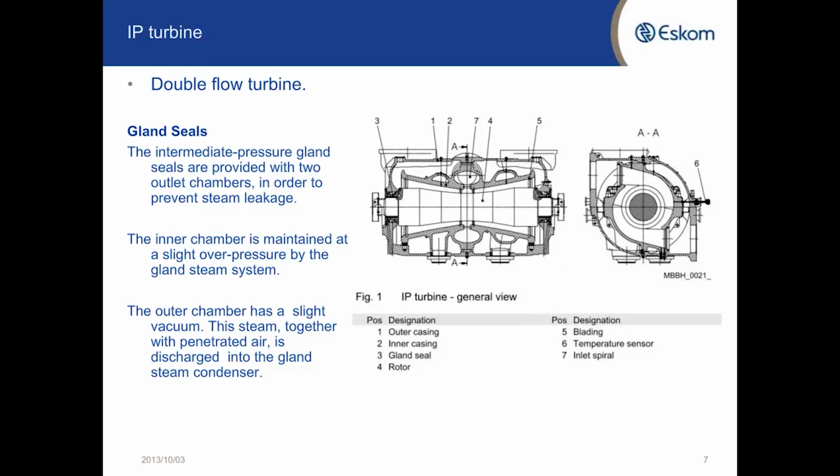I just included the overview there of the IP turbine. And you can see there the 2 steam bleeds in the middle of the turbine. That's also included there. So that's the reason why I had to split this one up in 4 separate turbines.